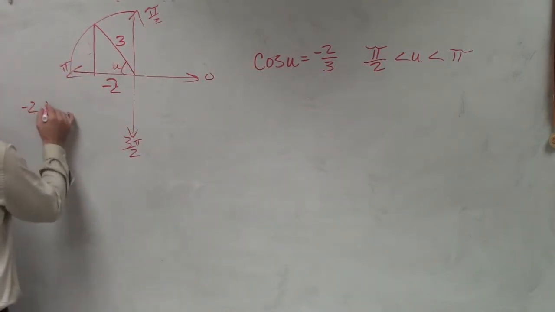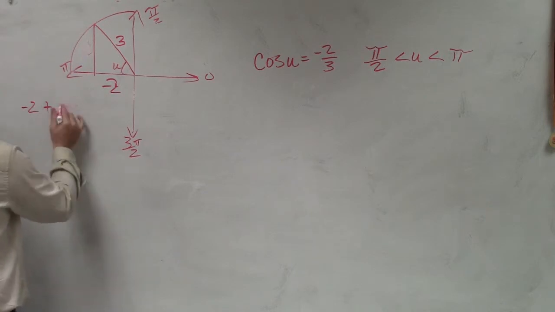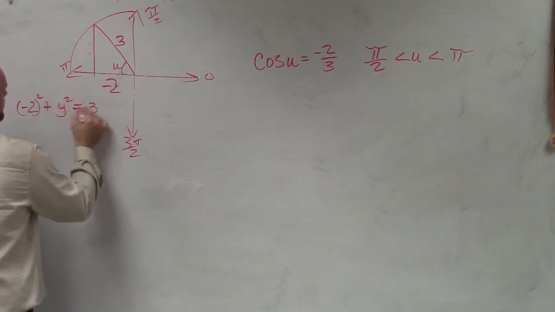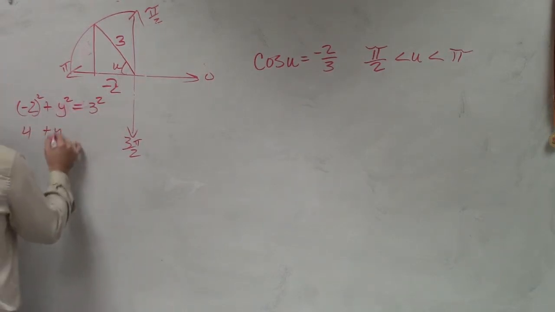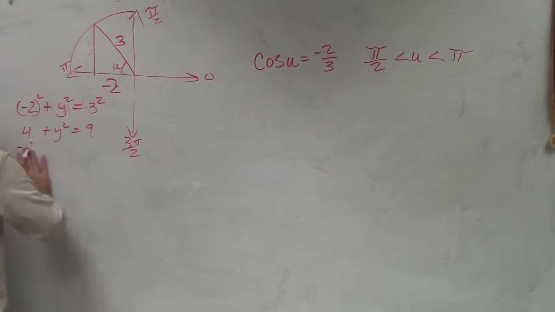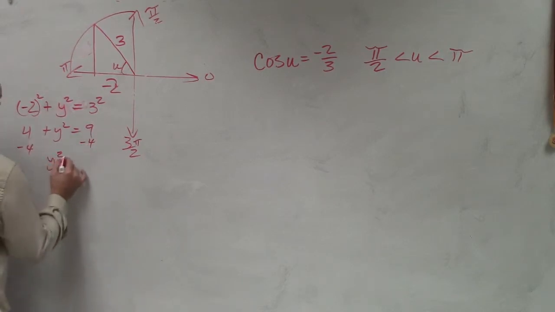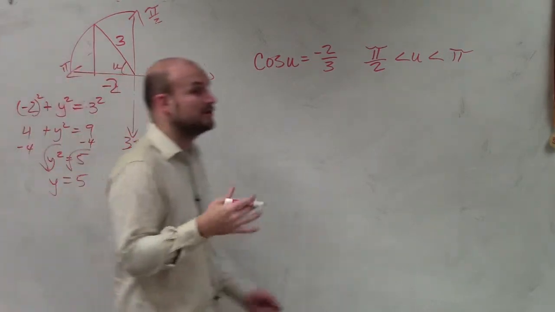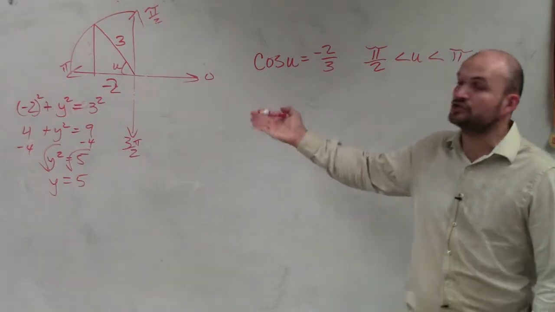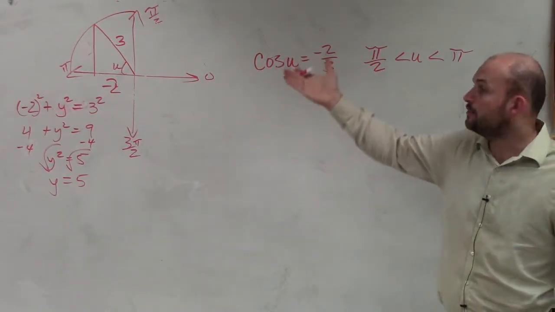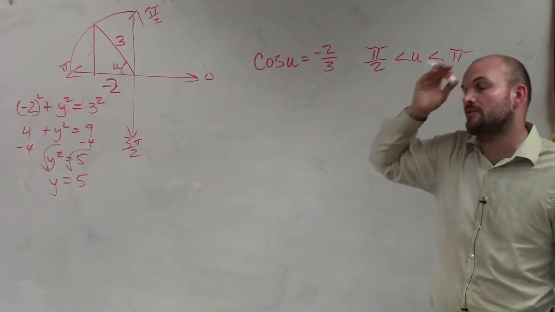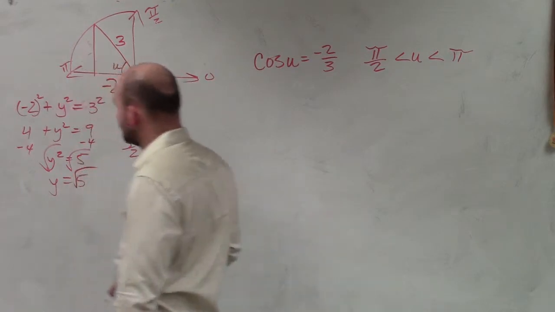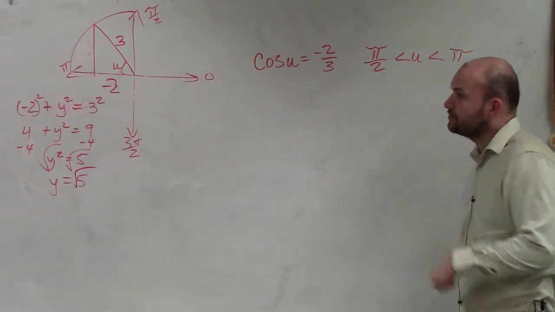So you do negative 2 squared plus y squared equals 3 squared. So I have 4 plus y squared equals 9. Subtract 4, y squared equals 5. Take the square root, y equals plus or minus square root of 5, since remember, when you introduce the square root, it's always plus or minus. But since our constraint leaves us only in the second quadrant, we understand that y has to be positive. So y equals the square root of 5.